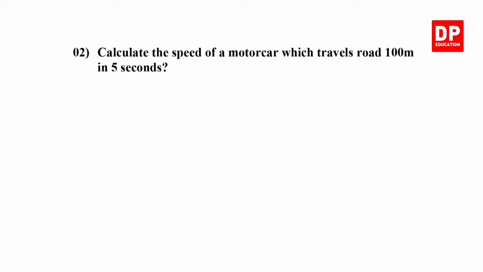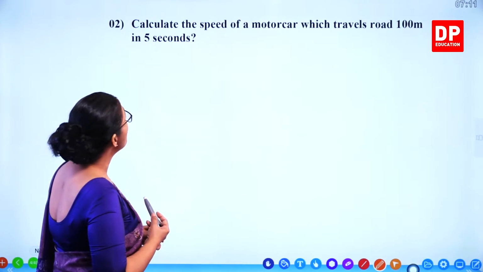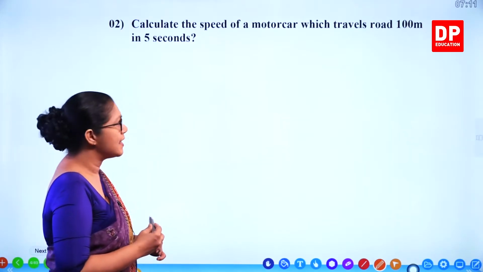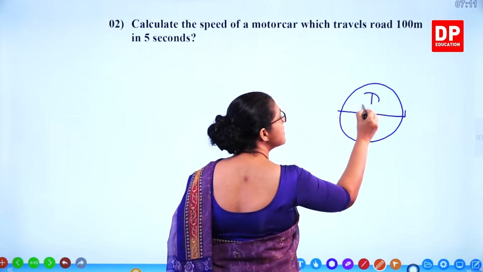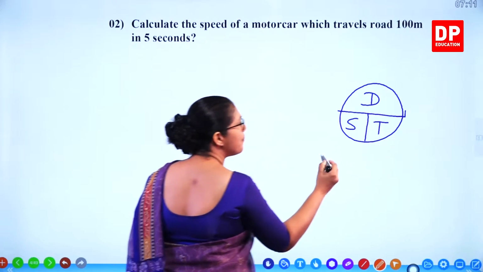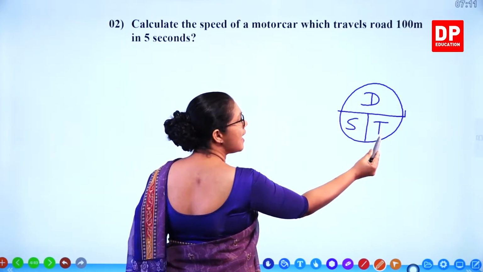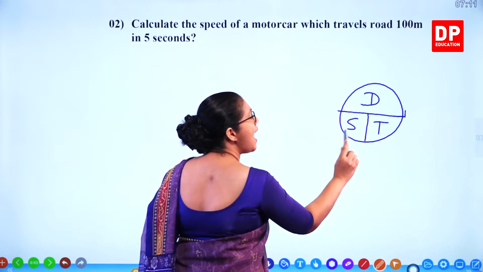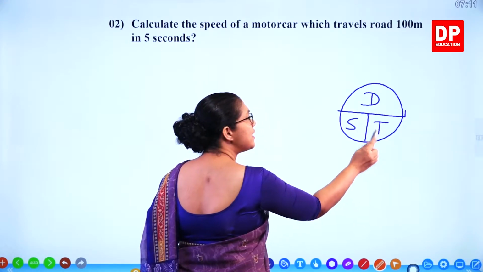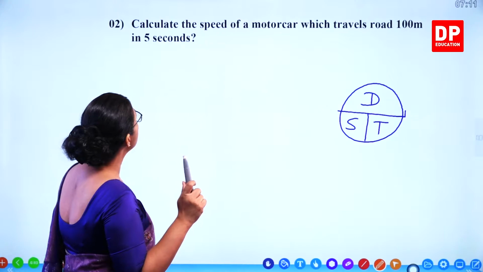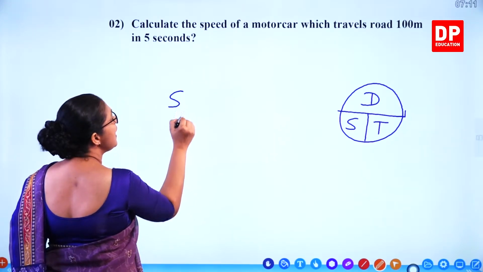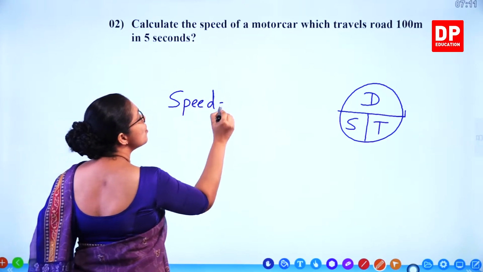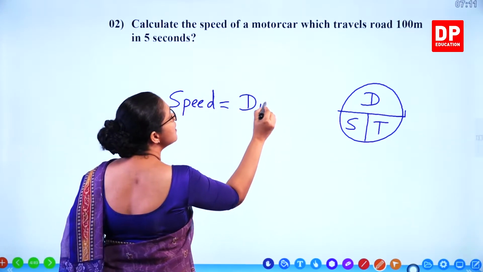Question number 2. Calculate the speed of a motor car which travels 100 meters in 5 seconds. So, as you know, what's the formula? So, remember always distance, speed, time. Distance over speed is time. Distance over time is speed. And when you multiply these two, speed with time, you get distance. So, in this question, you need to find out the speed. So what is speed? Speed is equal to distance over time.